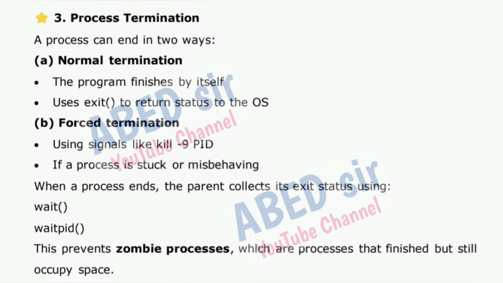B. Forced termination. Using signals like kill -9 PID, if a process is stuck or misbehaving. When a process ends, the parent collects its exit status using wait, waitpid. This prevents zombie processes, which are processes that finished but still occupy space.